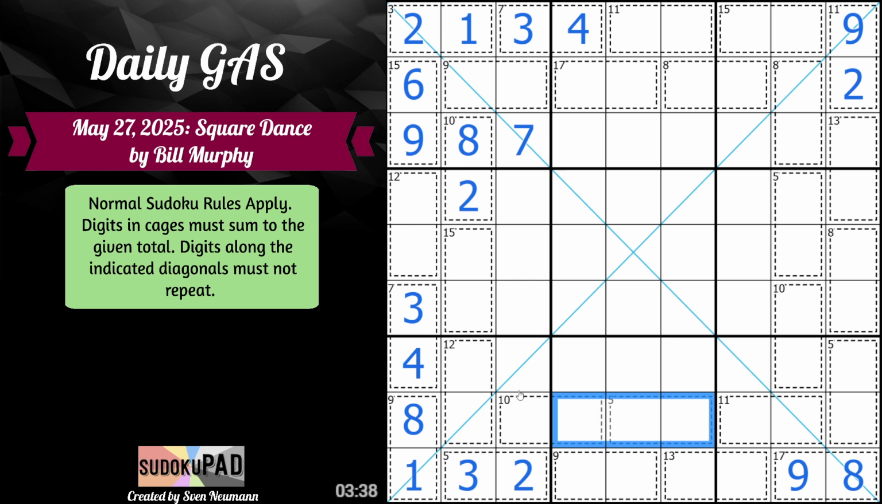1, 2, 3, 1, 4, 3. What am I missing here? The 15 has to be 6, 9. Oh, and that means this can't be 4, 8, which means this is 4.